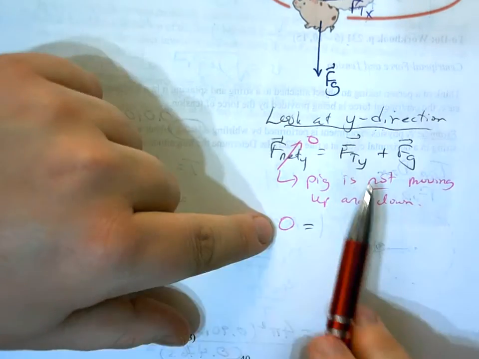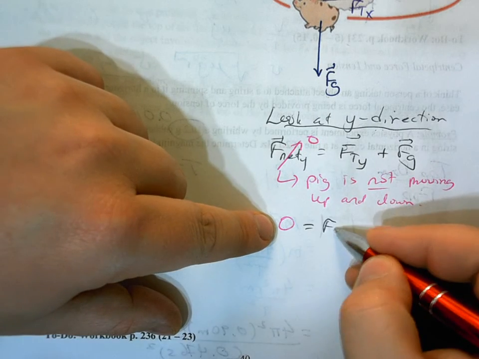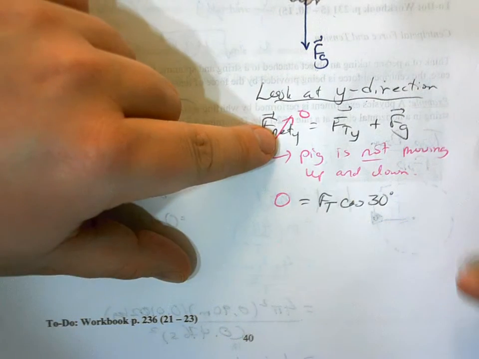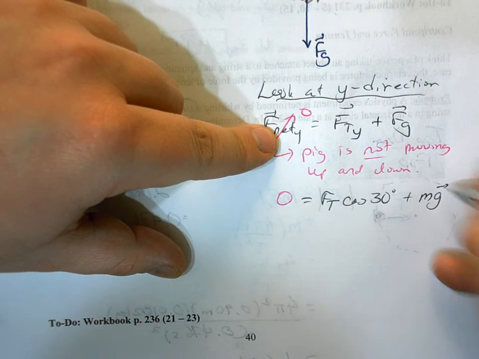Now the force of tension in the y direction, well, we could just say that that's Ft cos 30 based on what I have here. And then my force of gravity, that's just going to be m times g.